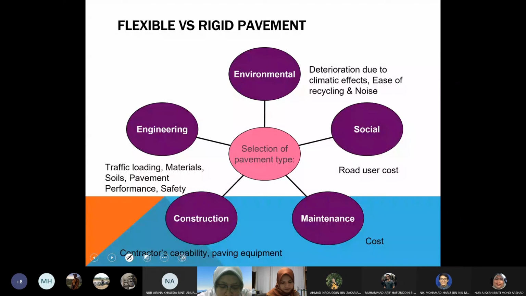Construction ni dari segi contractor's capability, paving equipment. Ini lebih kepada the contractor yang nak buat the layering process. Kalau contractor tu ada million of machineries, very well compacted punya machineries, so dia punya output, dia punya quality tu lebih much better.